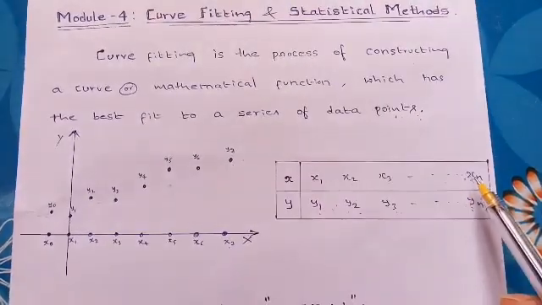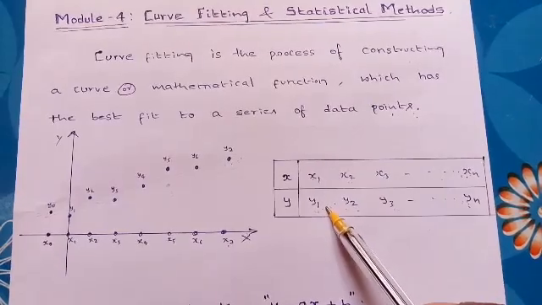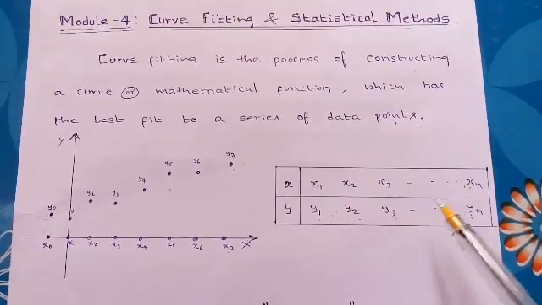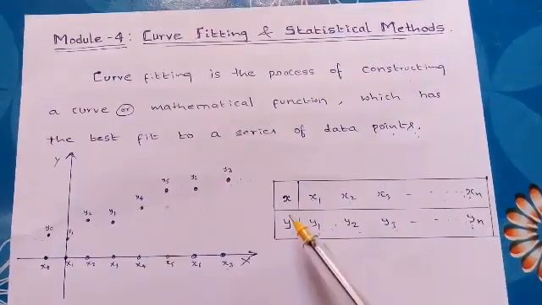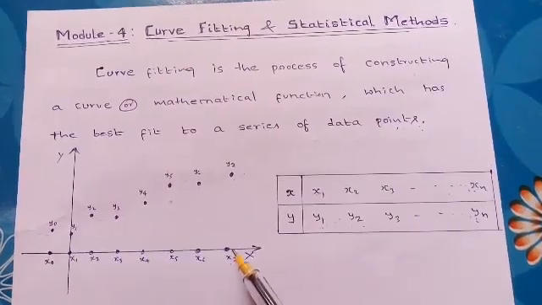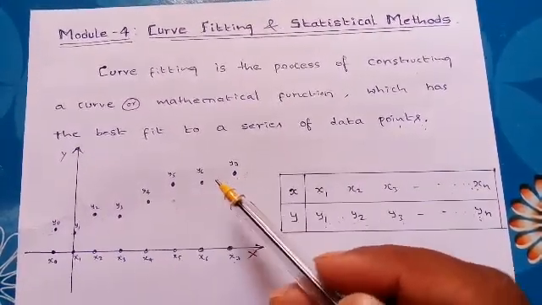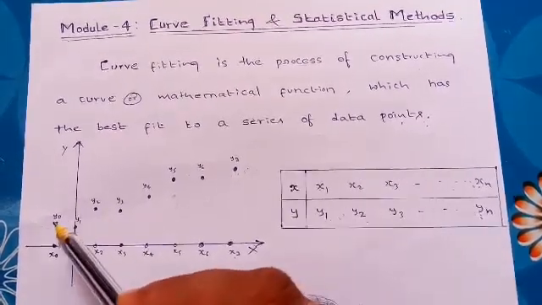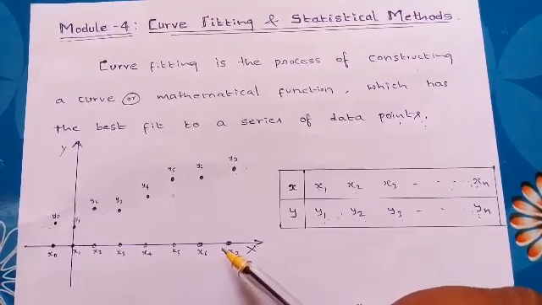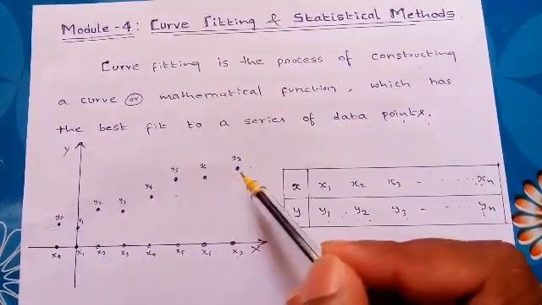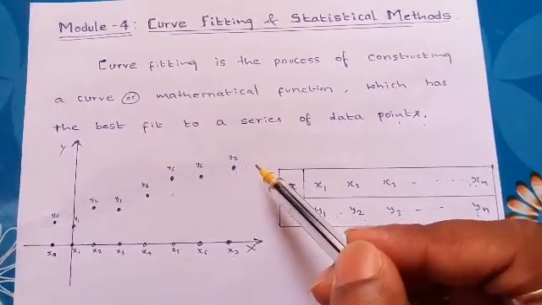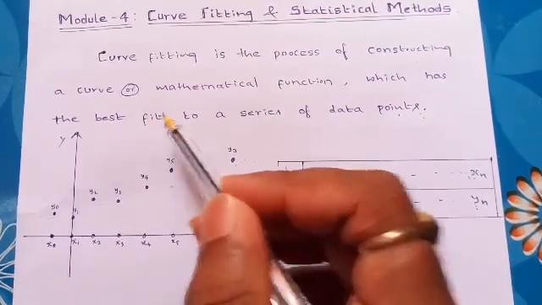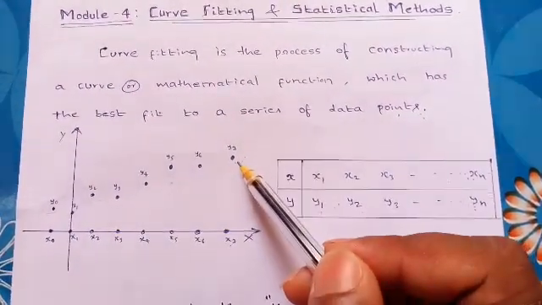Here, x1, x2, x3, and so on up to xn are input values, and correspondingly, y1, y2, y3, and so on up to yn are output values. So, we have a set or table of data from the experiment. If we sketch these points in the xy plane, with input values and corresponding output values, then curve fitting means we have to draw a line or curve to join these points. For example, fitting a straight line means we have to draw a straight line to join all these points. It should be the best fit to the series of data, the best fit to these points.